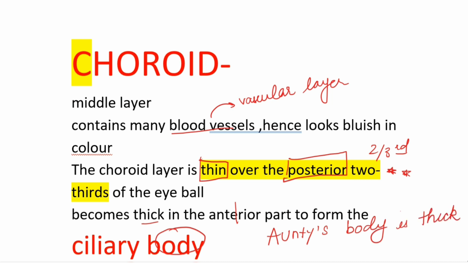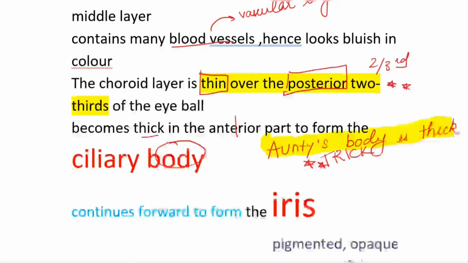Auntie's body is thick, or fat. So auntie's body is thick. So auntie for anterior, body for ciliary body, and thick. So you can remember it in any way. Auntie's body is fat or thick, anyway, just for you to remember. Okay, so now the ciliary body, it continues forward to form the iris.